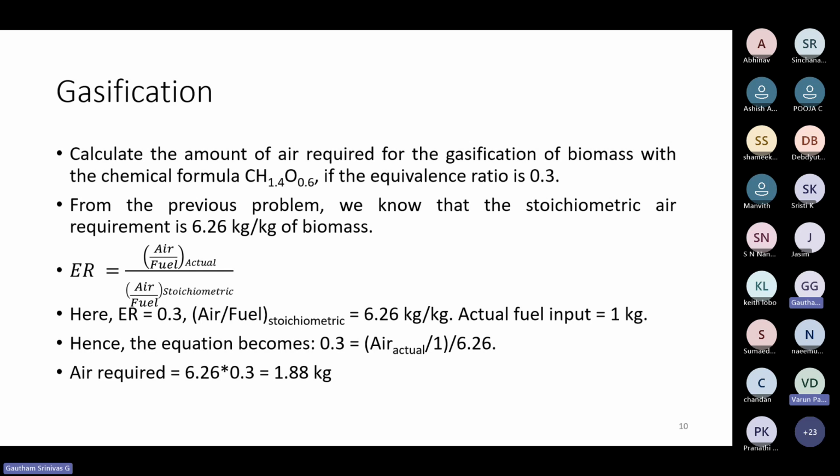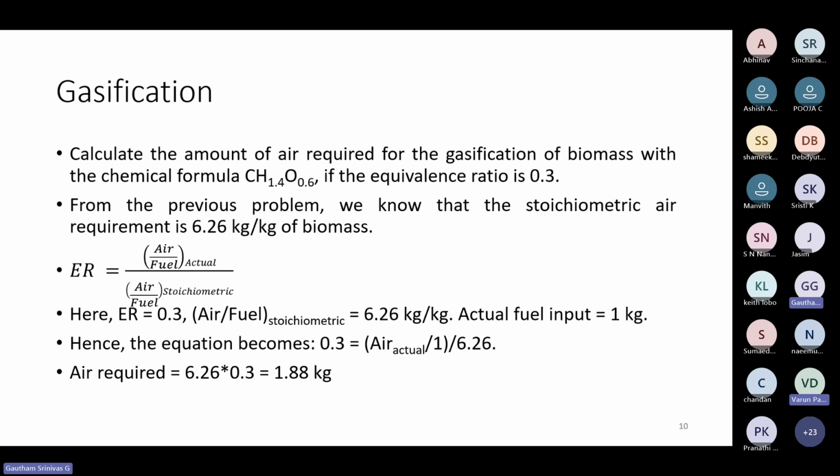What is happening here? You need 6.26 for complete combustion, but you're giving only 1.88. So gasification is happening. We are in the gasification zone. So ideally, I'm asking, you're absolutely right.